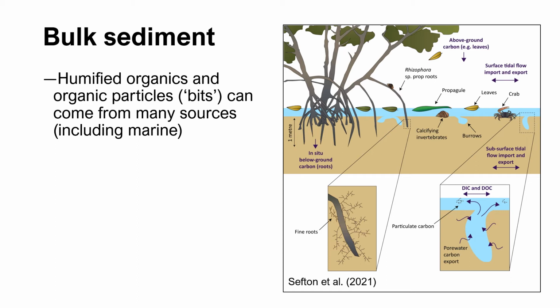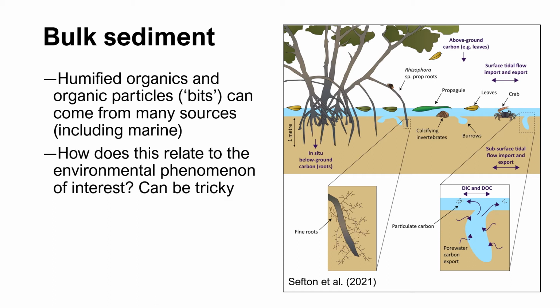To the right here is a schematic of what's going on in a mangrove. Roots contributing to below ground, pollen, timber, leaves contributing from above ground. There's crabs bioturbating the sediment, and there's also the import and export of carbon and organic carbon via the tides above the sediment surface and below the sediment surface. So tying a bulk sediment radiocarbon sample to an environmental phenomenon is actually quite tricky.